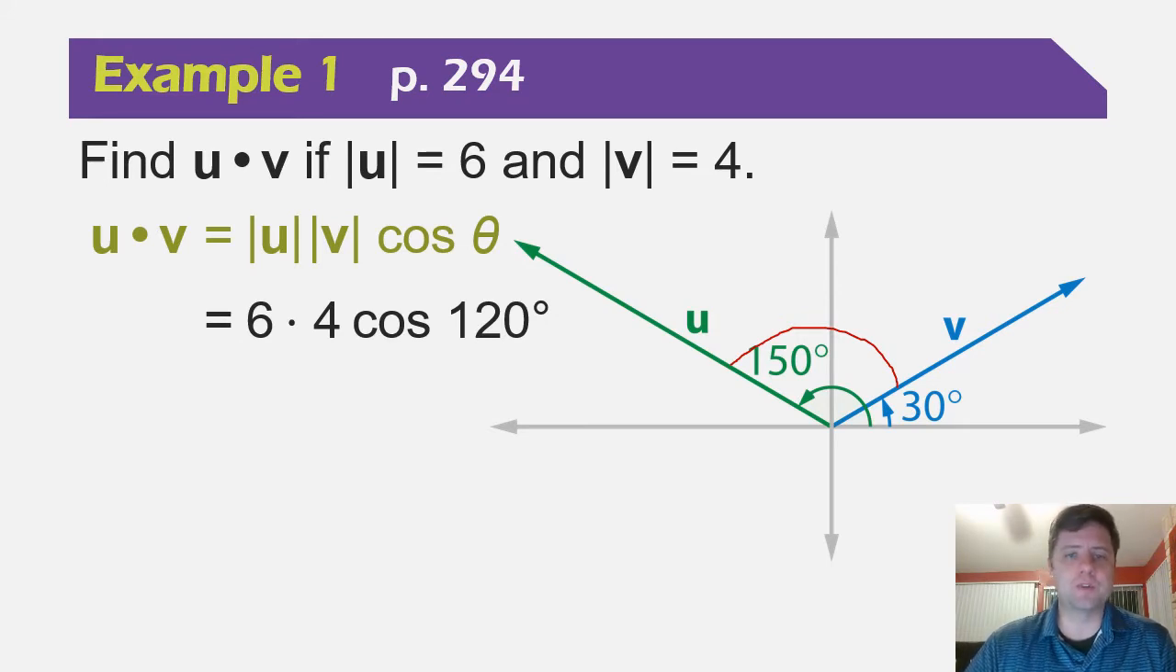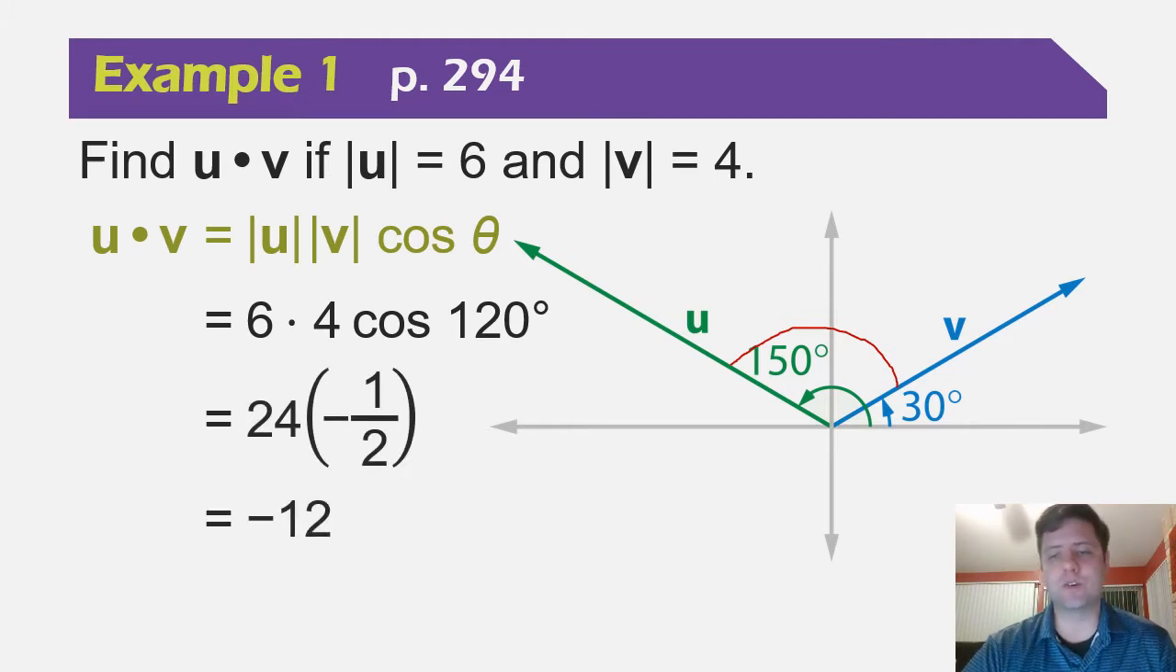So we take 6 times 4 times cosine of 120, and we get an answer of -12. And that would be the answer. That's the dot product of those two vectors. Notice that we started with vectors that have magnitude and direction, and the result in the end is just a scalar quantity.